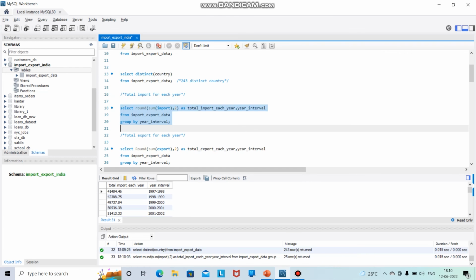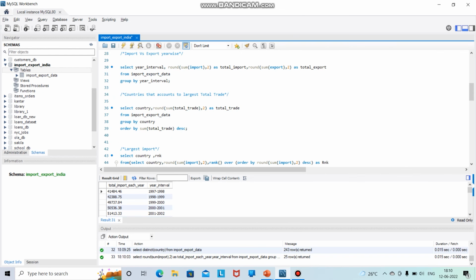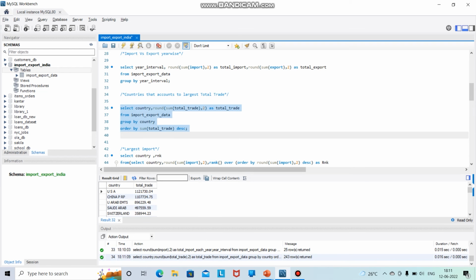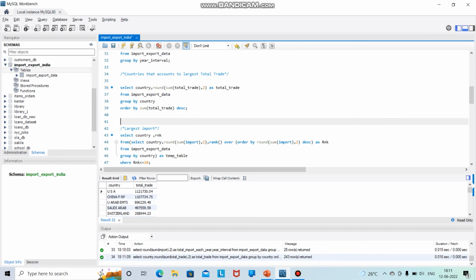My next objective is to find the countries that account for the largest total trade. Remember, total trade is the sum of import and export. So I have written this query where I've summed the total trade, grouped it by country and ordered the total trade in descending order because I'm interested to find out the topmost countries that account for the largest total trade. When I run this query, we see US, China, United Arab Emirates, just a few of the countries that have the largest total trade with India.